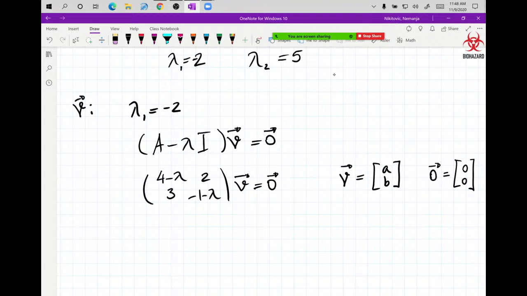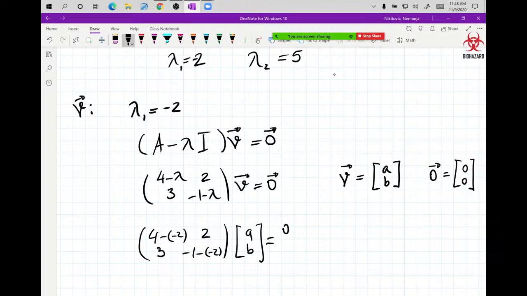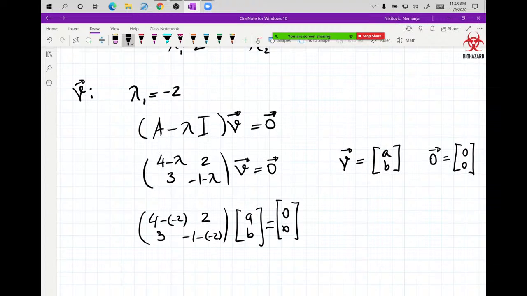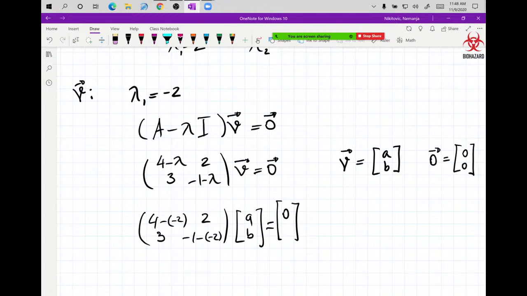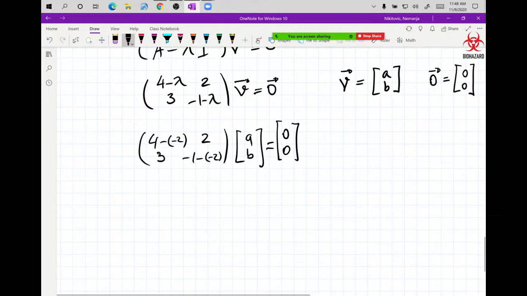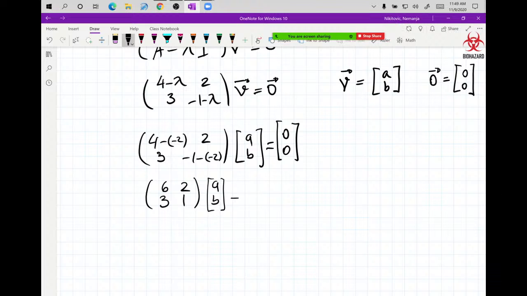Okay, cool. So now we are going to plug everything in. We have that lambda is negative 2. So I'll have 4 minus negative 2, and then 2, and then 3, and negative 1 minus negative 2, times my a, b, equal to 0, 0. So I plugged everything in. And now let's write out the system we get. Well, let's write one more. So this is 6, 2, 3, and 1, times a and b, equal to 0, 0.